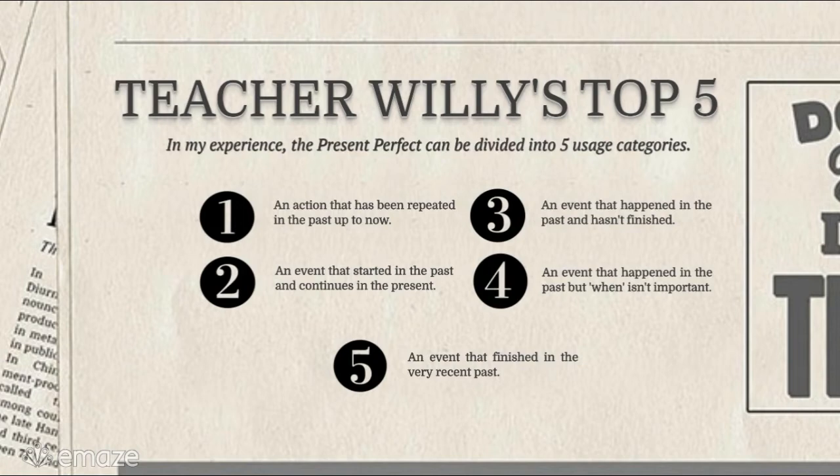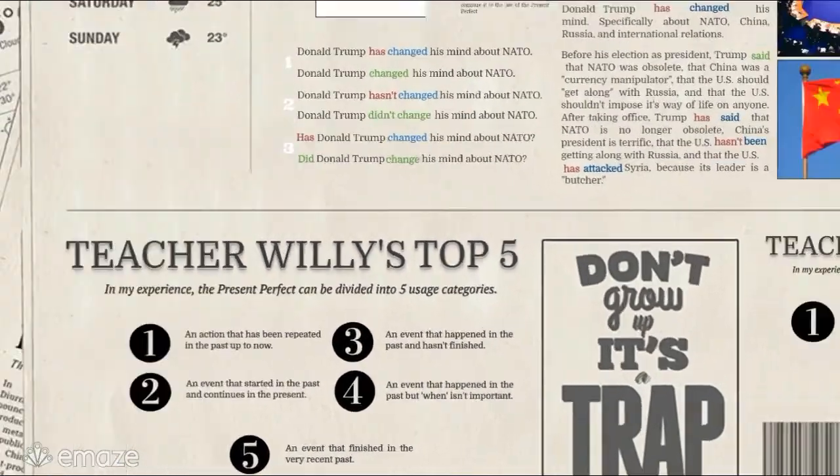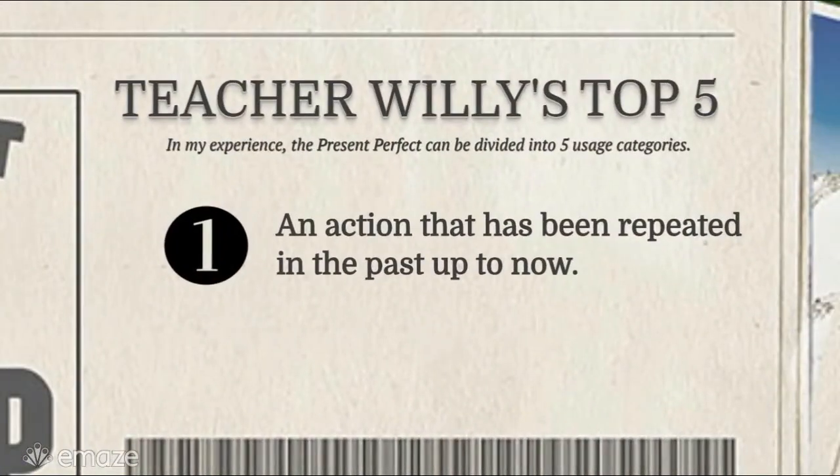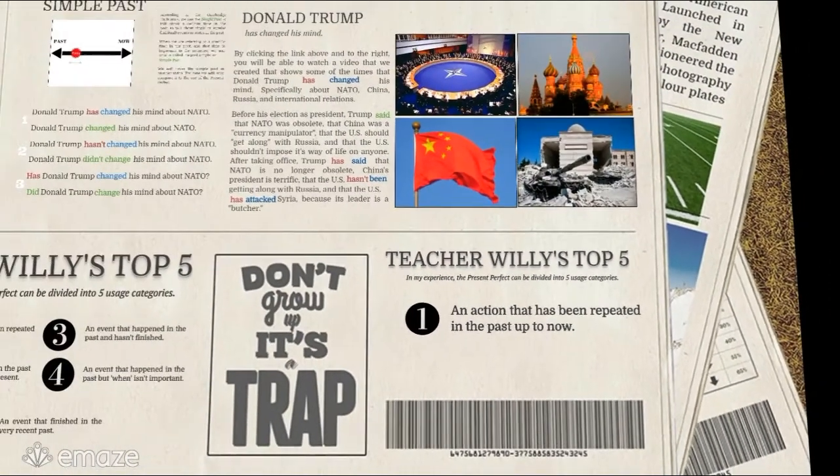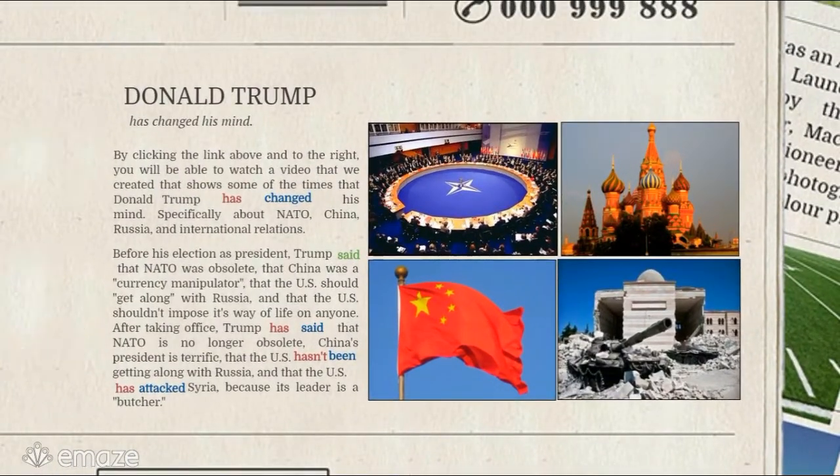Number 4, an event that happened in the past, but when it happened isn't important. And 5, an event that finished in the very recent past. Today we're going to talk more about the first category, an action that has been repeated in the past up to now. And we'll continue in other videos with the other 4 categories and some extras about the present perfect in this series. So let's look at Donald Trump and how Donald Trump has changed his mind.